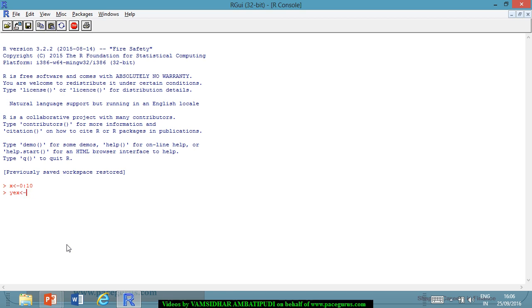So 0 to 10, let me take a very small gap. So I'll put a sequence from 0 to 10 with 0.1 as a gap. So y exponent, I'll take it as exp of x. Then I'll plot x and y exponent, and probably let me take type equal to l, so that I'll get a good line curve rather than a set of points.